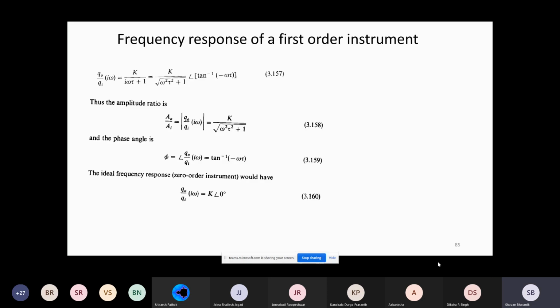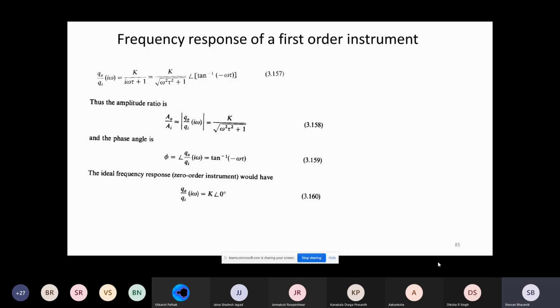Now we can write that Q0 equals K by (tau S plus 1) into Qi, and you can write S as j omega with the frequency. So Q0 by Qi at j omega becomes K by (j omega tau plus 1). And you can write it as K by square root of omega square tau square plus 1, and the angle is tan inverse of minus omega tau.